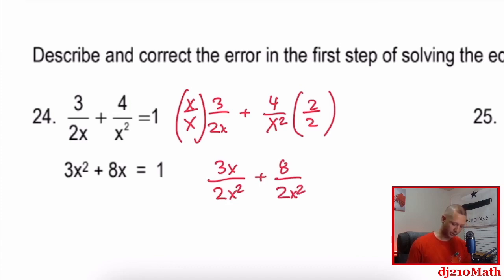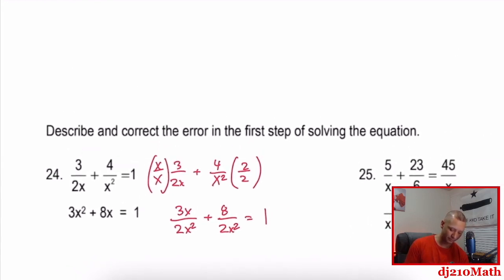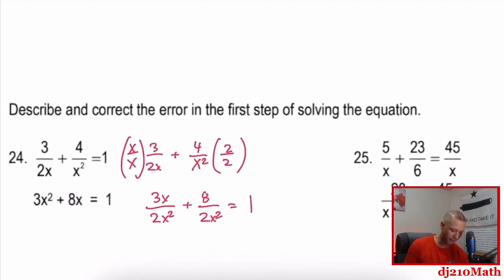So what did they do? They didn't do this. They didn't do that. It looks like they multiplied. I don't know what they did, but this would have been my first step. Or that would have been my first step. I don't even know how to correct it.